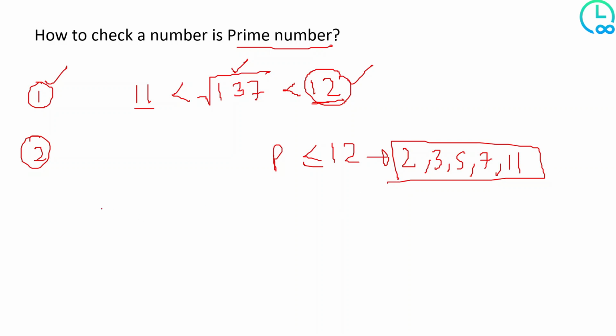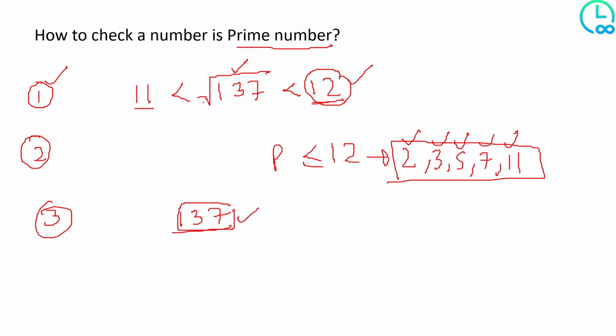Now, third step: you need to check if 137 is divisible by any of these prime numbers. So this is not divisible by 2. This is not divisible by 3 also. We'll also see how to check the divisibility rules in the further sessions. But right now, I'm expecting that whatever method you can use, just use it. 7, it is not. 11, it is not. So that's why this is a prime number.